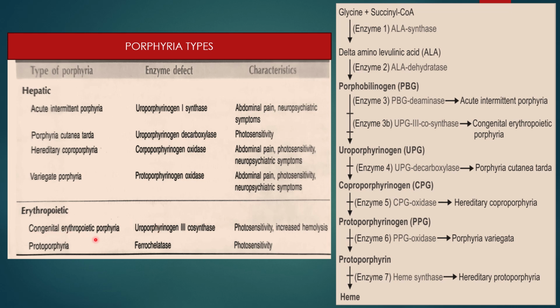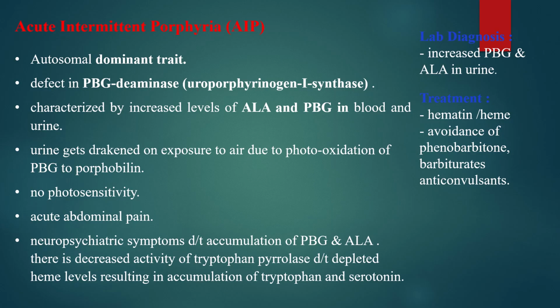So two types, congenital erythropoietic porphyria and protoporphyria, are of erythropoietic type, and the rest, acute intermittent porphyria, porphyria cutanea tarda, hereditary coproporphyria, and variegata porphyria, are all hepatic type. Then let's have a more detailed account of acute intermittent porphyria, as it is the most common hepatic disorder. It is an autosomal dominant trait, with a defect in the enzyme PBG deaminase or uroporphyrinogen 1 synthase.